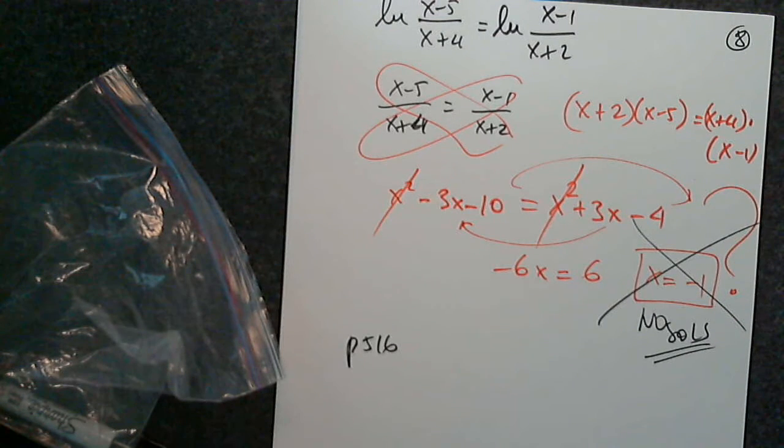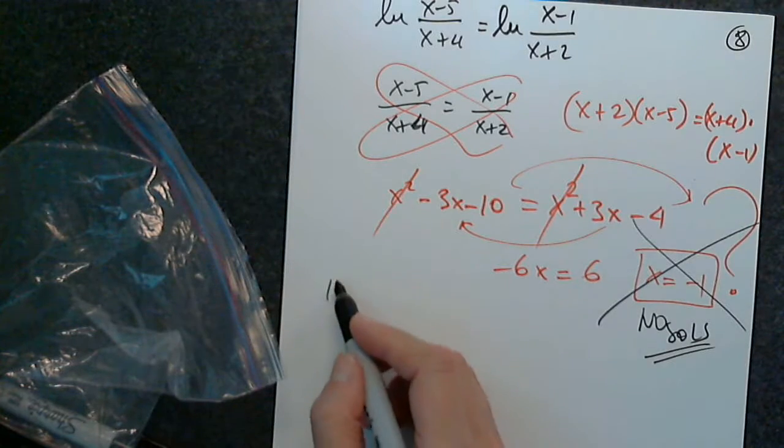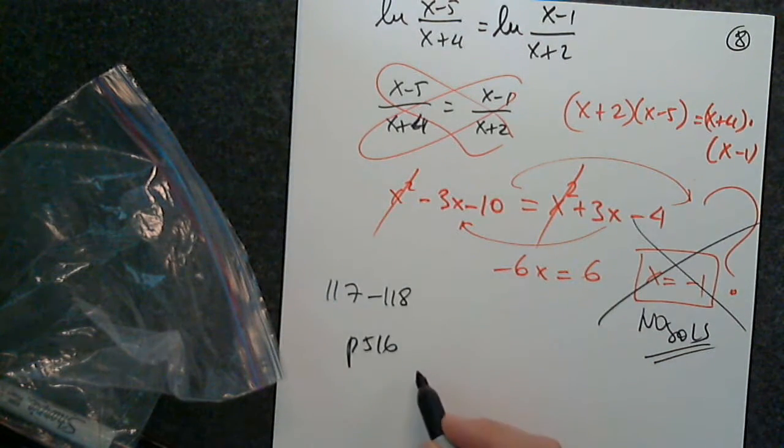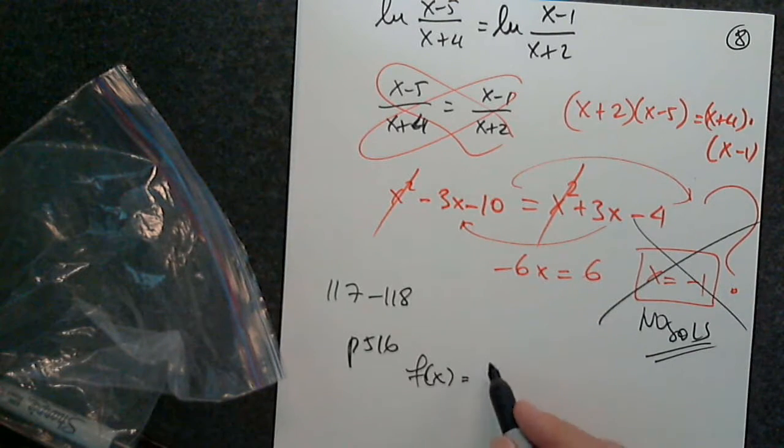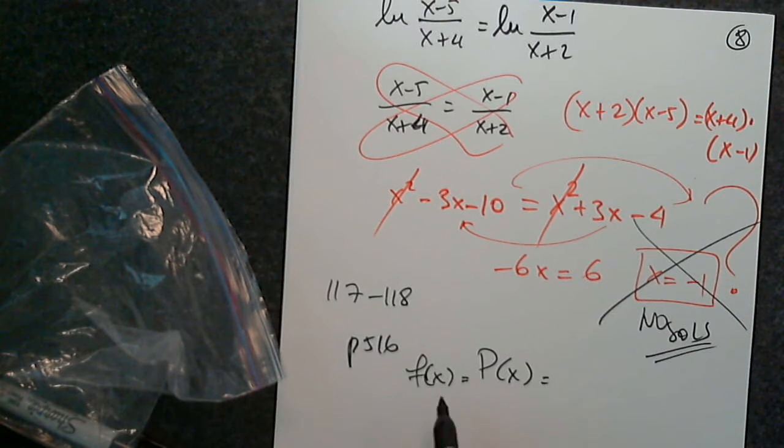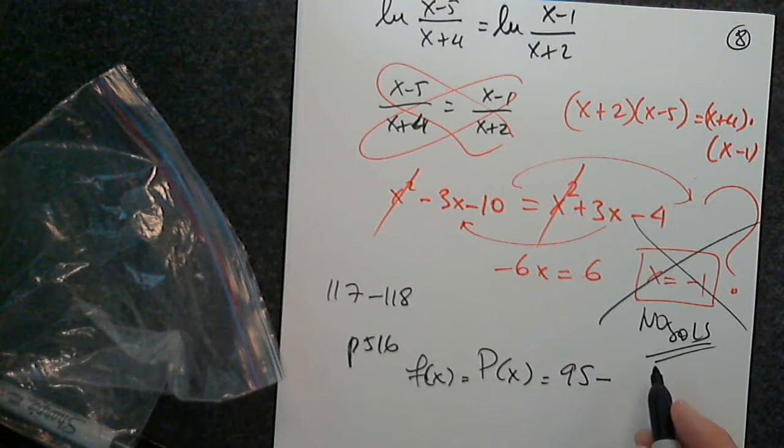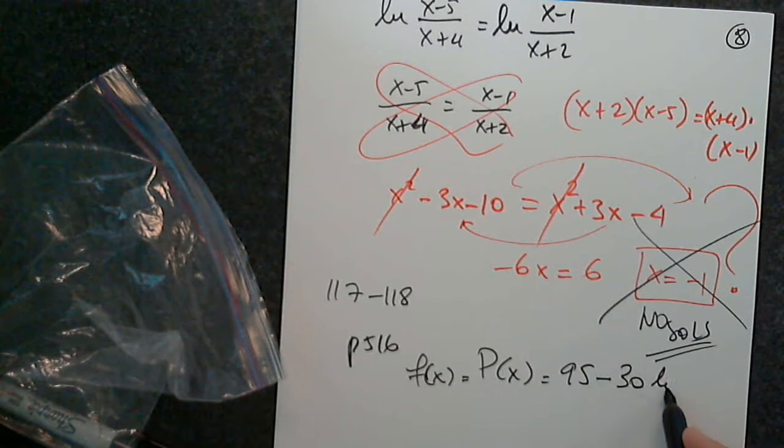I like to look at problems 117 and 118. We're given a function. I'm copying it. I'm going to copy p of x. They want p of x. Sorry about that, I wrote f of x also. It's 95 minus 30 log base 2 of x.